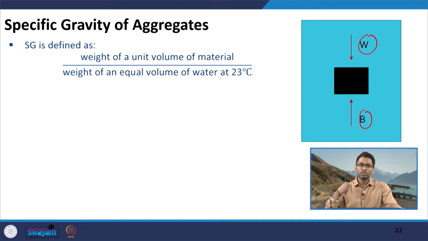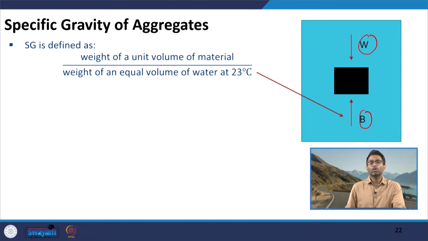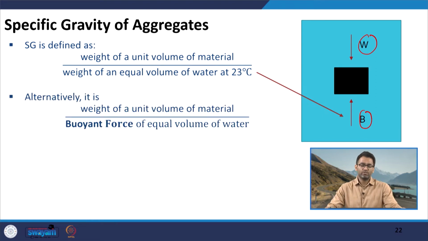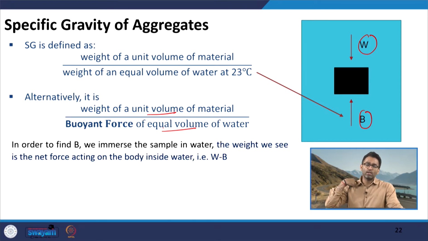Buoyant force is equal to the weight of the equal volume of water, which is in fact written in the denominator in our definition of specific gravity, is it not? And that means we can also define specific gravity as the weight of the unit volume of material to the buoyant force of an equal volume of water, is it not? So, this equal volume is equal to this unit volume. So, what will be the buoyant force of an equal volume of water? This is how the definition goes, and for any given aggregates I am interested in finding this ratio.